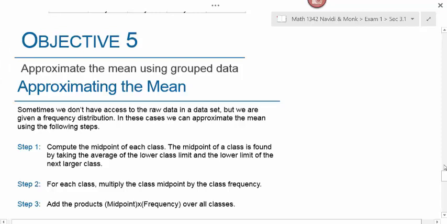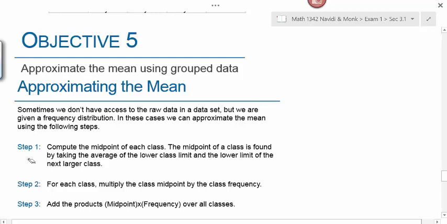Sometimes we don't have access to the raw data in a data set, but we are given a frequency distribution. In 2.2 we saw how to calculate the frequency distribution. Now we're going to see what we can do with the frequency distributions. In these cases, we can approximate the mean using the following steps.